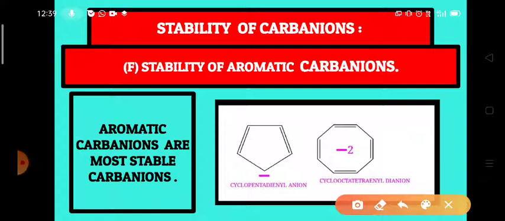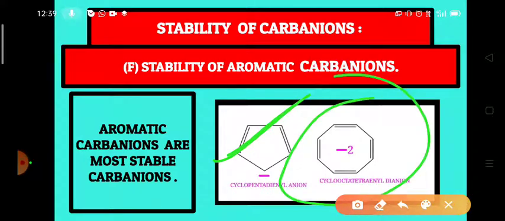Here we have in this slide two such examples. First one is the cyclopentadienyl carbon ion. It can be obtained from cyclopentadiene. When cyclopentadiene is treated with the base, we get the cyclopentadienyl. Yl means one hydrogen less, so it is cyclopentadienyl anion.